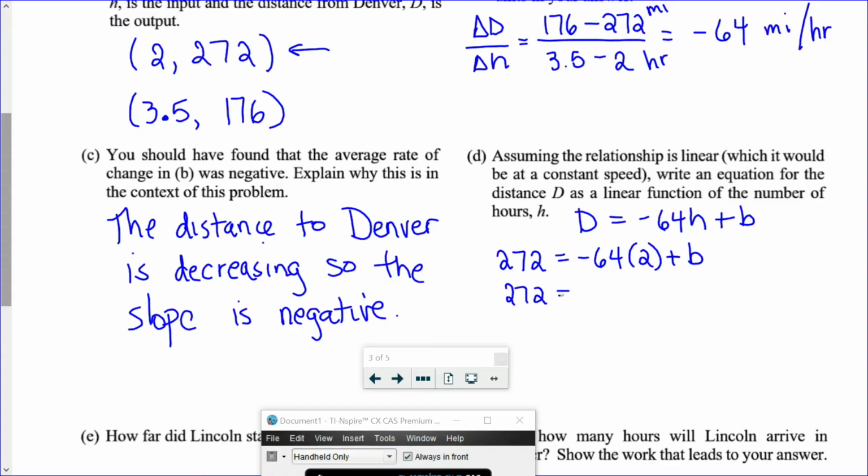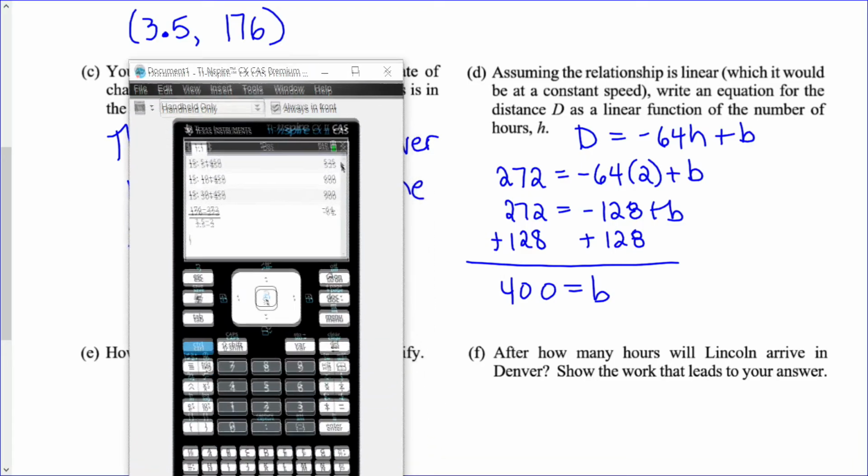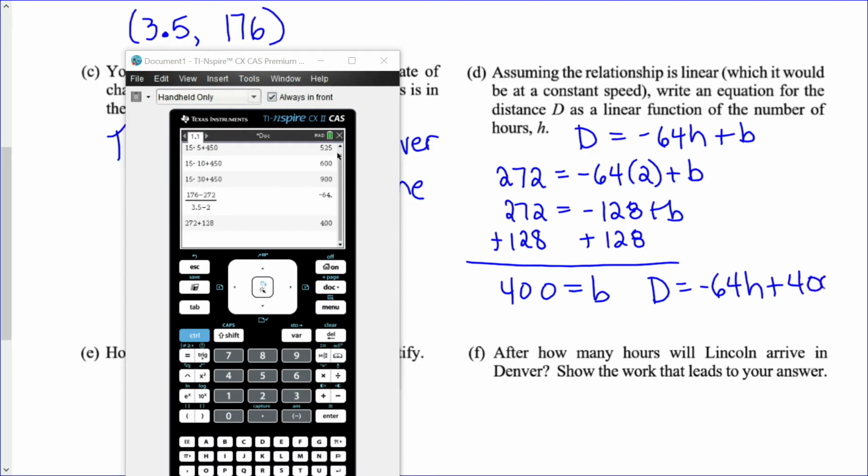So now I'll do negative 64 times 2, which is negative 128, plus b. I can now add 128 to both sides and move multiple things out of the way. And I'll find that b is equal to 400, I think. Let me just make sure of that. 272 plus 128, 400. And therefore my final model is d equals negative 64h plus 400.